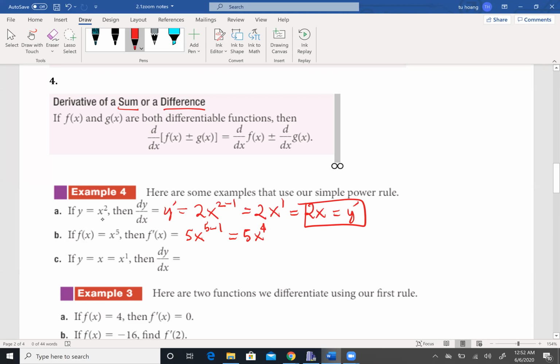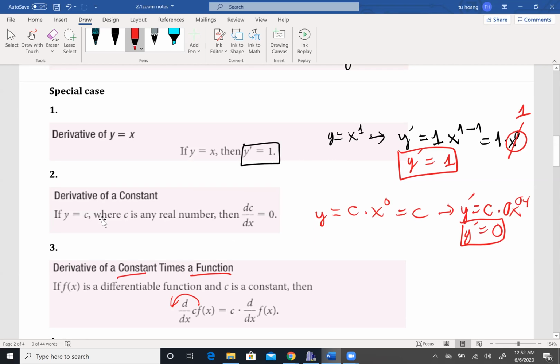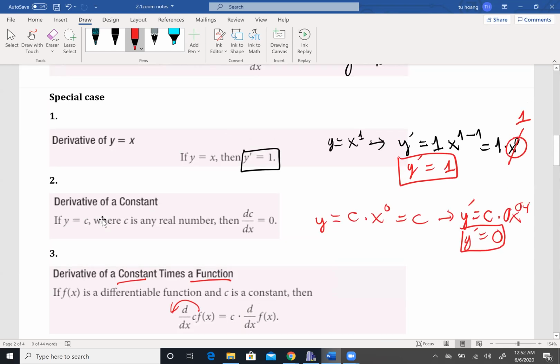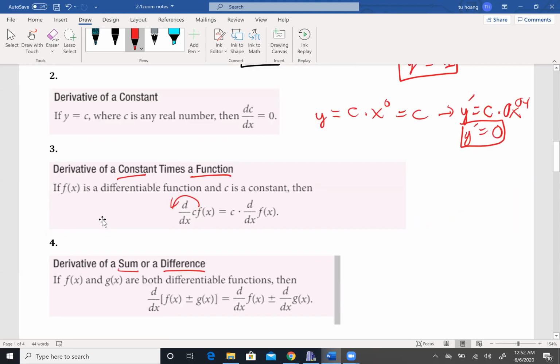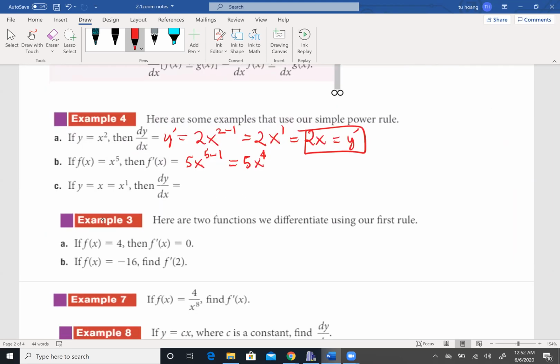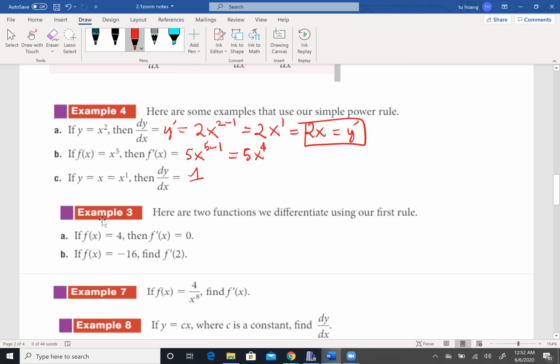And lastly, I have y equal to x, and this is a proof for the first special case. When y equals x, you get the derivative y' equal to 1. I did prove it, so you can easily get that equal to 1, right?